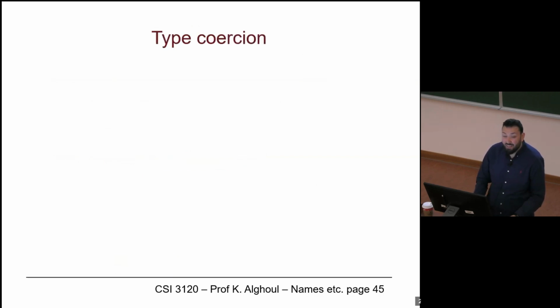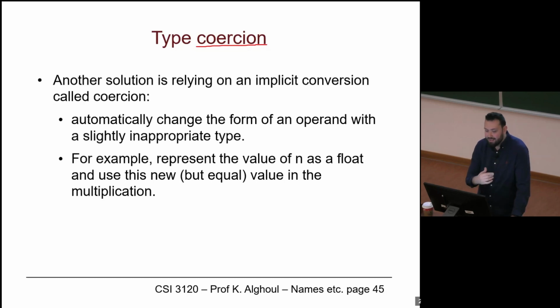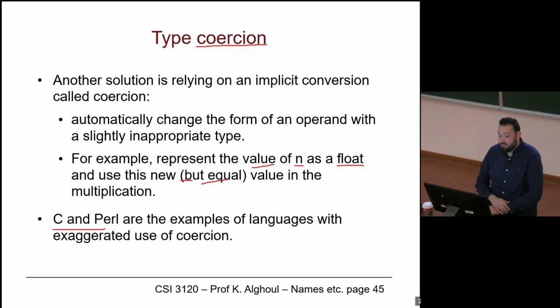What else? Now there's another way that's not used by Java. It's used in C, for example, called coercion. We're not going to go deep into it, but it's another way to solve these kinds of problems. In the case that we talked about, it's going to represent the value of n as a float and use this new but equal value in the multiplication. Usually C and Perl are examples of languages with exaggerated use of coercion. So there is more than one way to solve this problem.